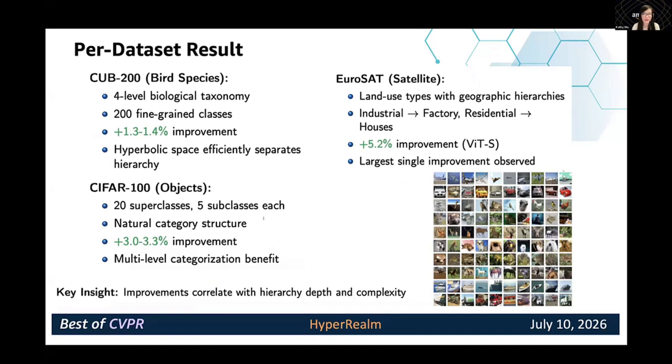a 1.4% improvement. That is a 4-level biological hierarchy with 200 fine-grained bird species, and CIFAR 100 has an improvement around 3% gain. This dataset has 20 superclasses with 5 subclasses each. And for EuroSAT, which has a 5.2% improvement, that is the largest gain. This is a satellite land use classification with geographic hierarchies.